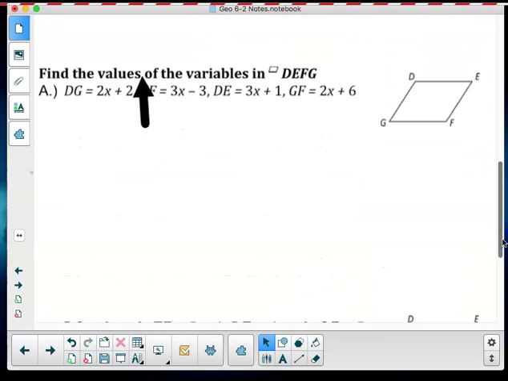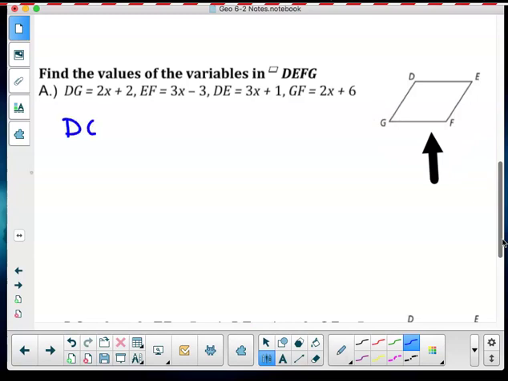I am now looking to find the values of the variables in parallelogram DEFG. This is a really fancy way to say parallelogram, by the way. Now, DG is equal to 2x plus 2, and DG is across from EF. So DG and EF are going to be equal to each other because we just learned about 6.3 that sides in a parallelogram are congruent. And DE is 3x plus 1, and GF is 2x plus 6. So I know these things. DG is equal to EF. So now I can say 2x plus 2 is equal to 3x minus 3.